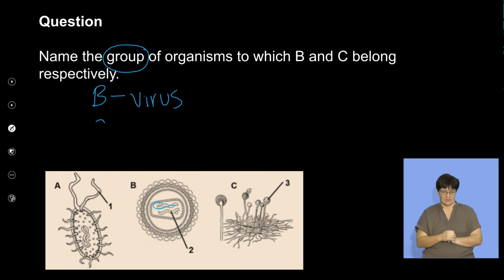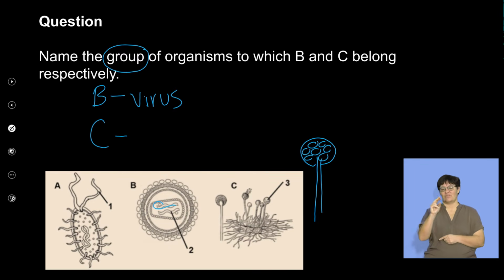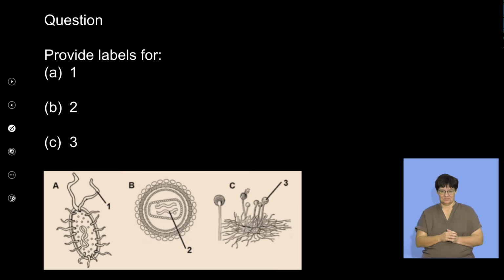And C, what do we see at C? It's got these little threads, and they've got these big, dark balls on top, and those balls are going to carry spores. The only one that has spores over here that we can see was our fungi group. Nice, easy question to start off with.